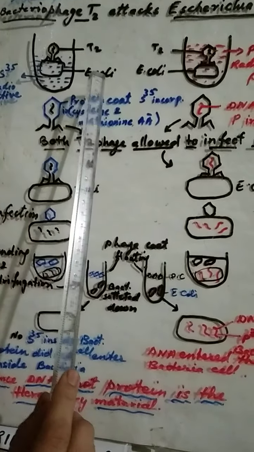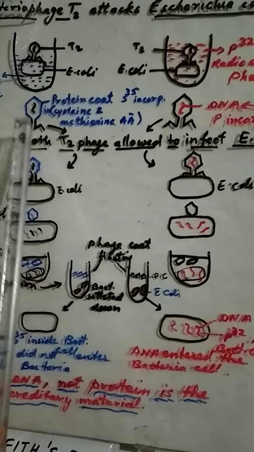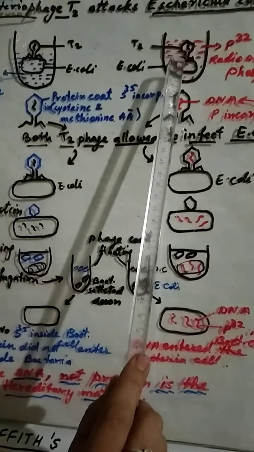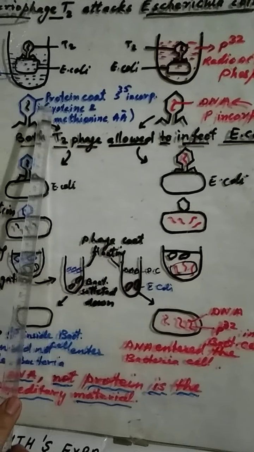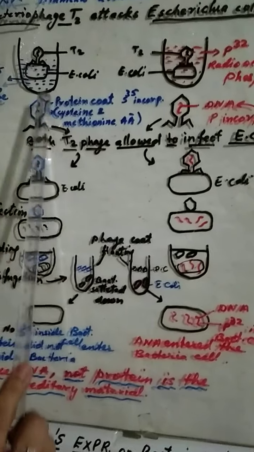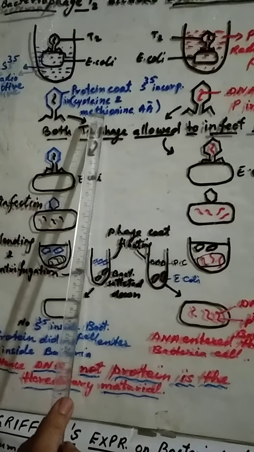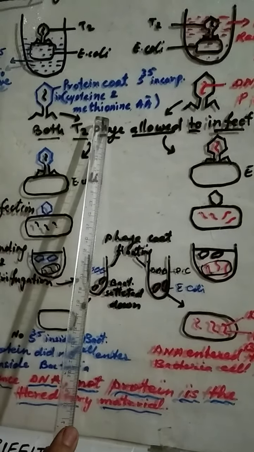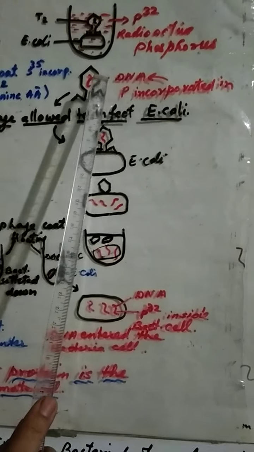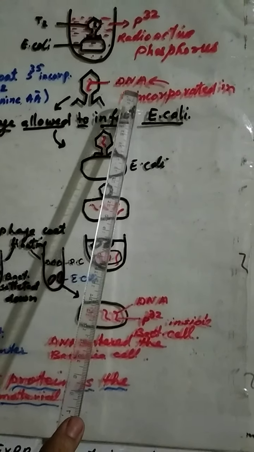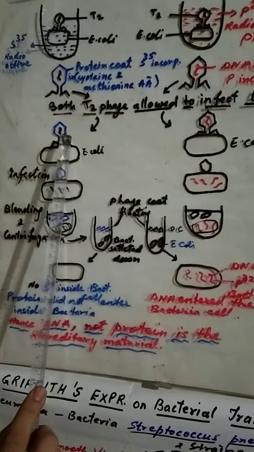After a few hours, it was seen that this bacteriophage has taken the S35 radioisotope, and this bacteriophage has taken the phosphorus 32 radioisotope. We should know that S35 was taken by the outer protein coat because it is made up of amino acids cysteine and methionine, which need sulfur. Over here, DNA has taken the phosphorus because DNA is made up of phosphorus. Now these 2 bacteriophages are ready with their own radioisotopes.